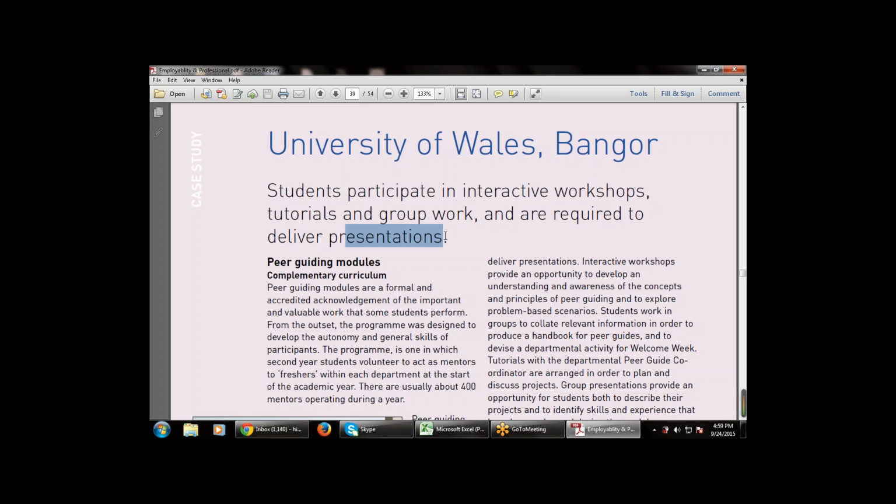Students also participate in the delivered lectures, and in the interactive workshops, tutorials and group work, and are required to deliver a presentation. Whatever workshops are delivered, the students participate in them. There should be proper interactive workshops, tutorials and group work, and students are required to deliver the presentation.